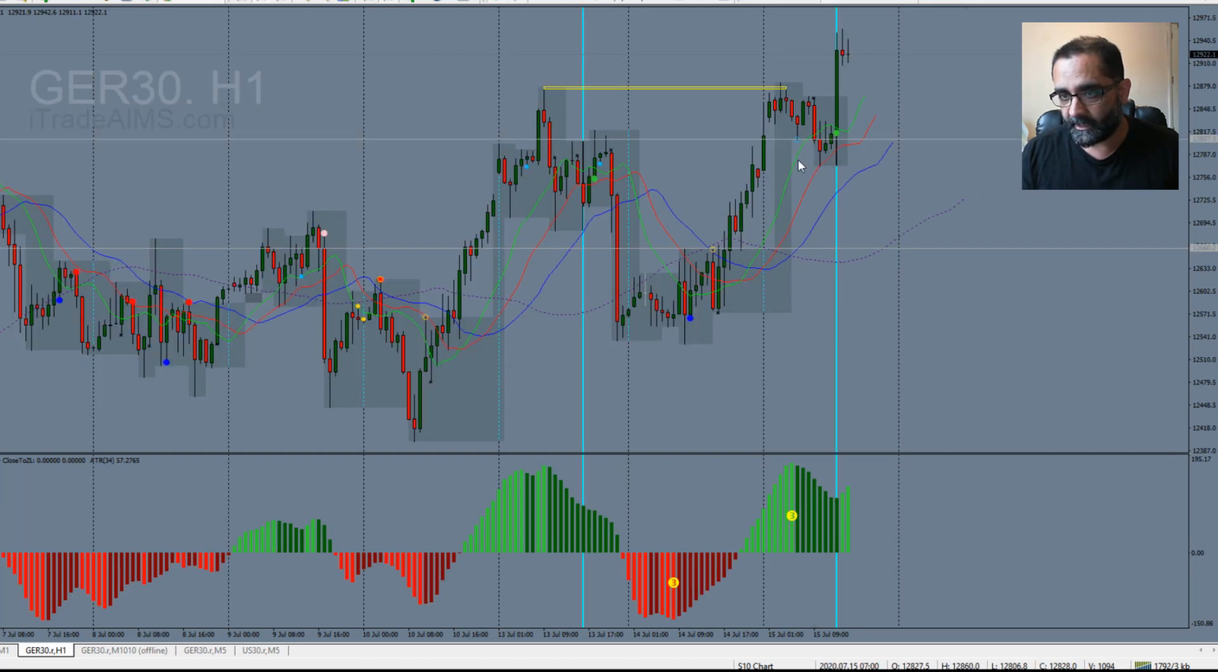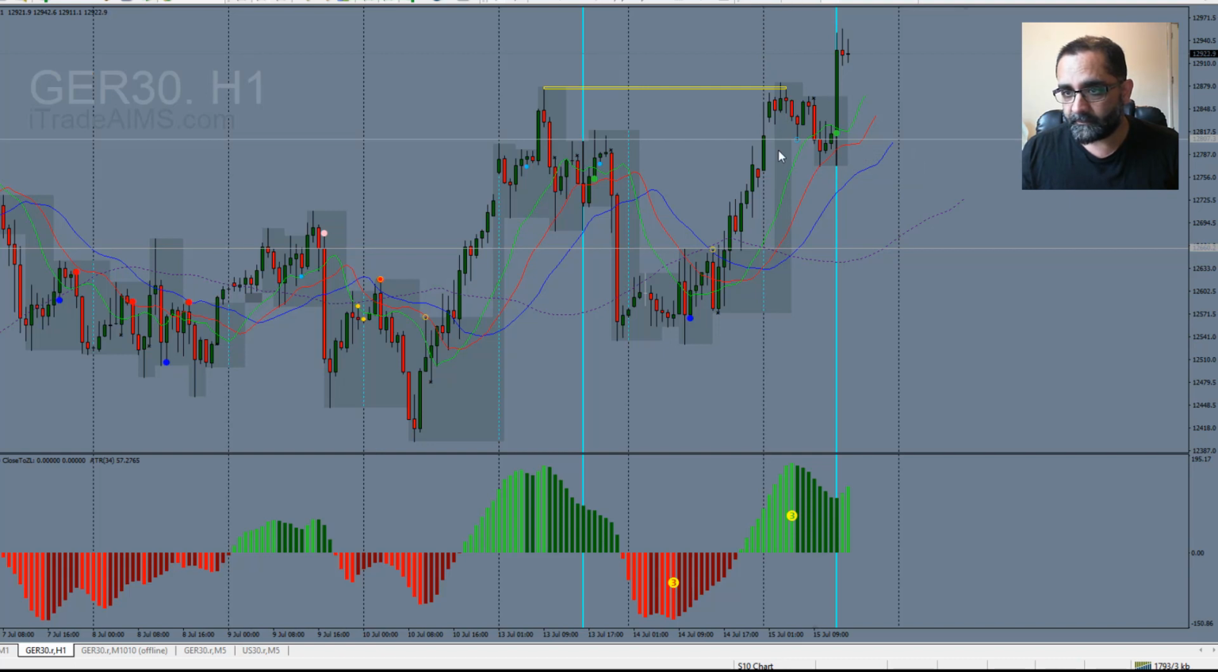Let's go to the H1 again. You can see I had marked this level because it kind of coincides. This level is the same as these. These levels are not very objective. They're kind of zones. You've got to take them as zones. So I looked at this line, and this line actually helped me a lot later on.